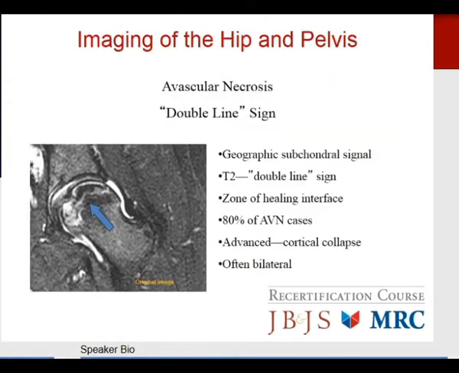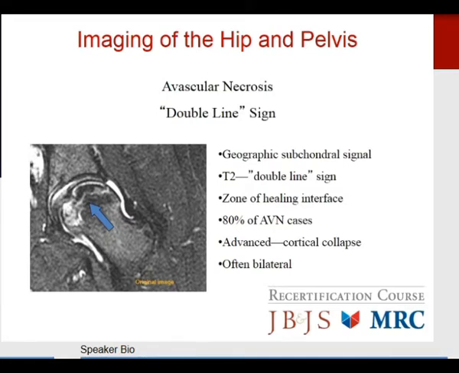Okay, moving on to imaging of the hip and pelvis. Avascular necrosis is a common imaging appearance that shows up on the examination, and this has a very classic finding. What we see is a geographic area of subchondral marrow abnormality within the humeral head, and then we have this double line sign, which is a bright linear area of signal which parallels a low signal intensity line, and this is the healing interface of granulation tissue that occurs at the interface of the dead and live bone.